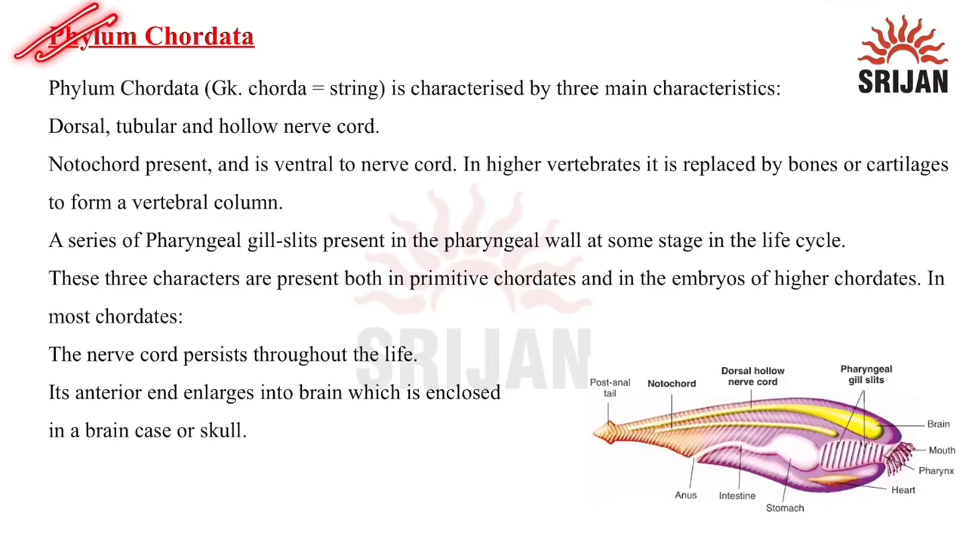In this video, we will learn about the phylum Chordata. Now, the phylum Chordata, chorda basically means string. Now, there are three main characteristics of Chordata. First is the dorsal tubular hollow nerve cord.